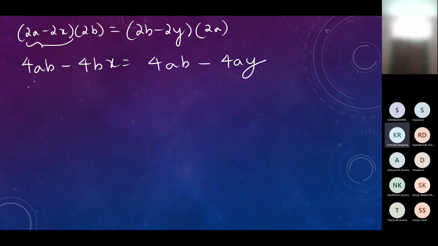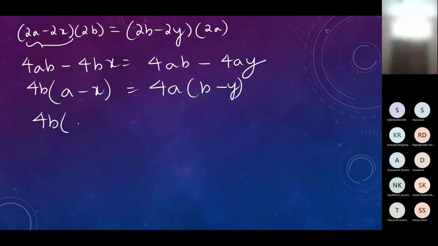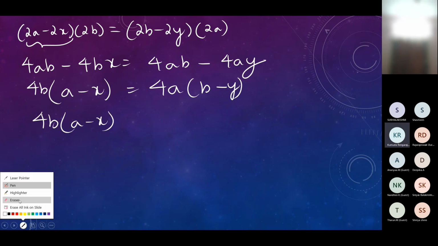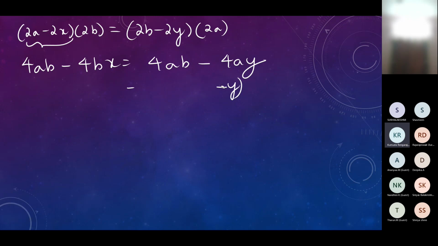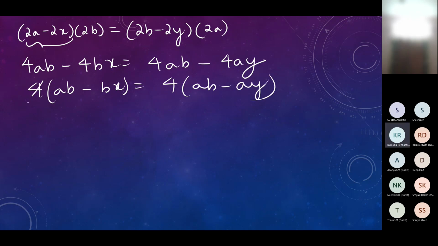Now we can take out 4B common and A minus X is equal to 4A common B minus Y. So divide by 4 on both the sides. Or I think you can take out only 4 common. Anyway, again you'll have to multiply. So children, take out only 4 common so that you can cancel that on both the sides. So you get AB minus BX is equal to 4 common AB minus AY. All right. So 4 gets cancelled on both the sides.